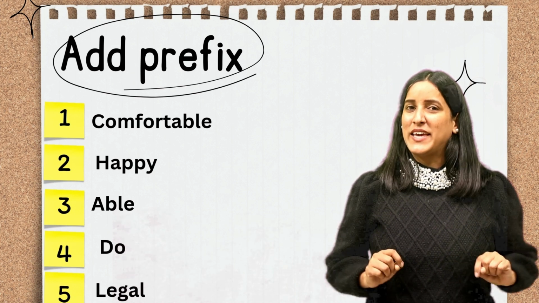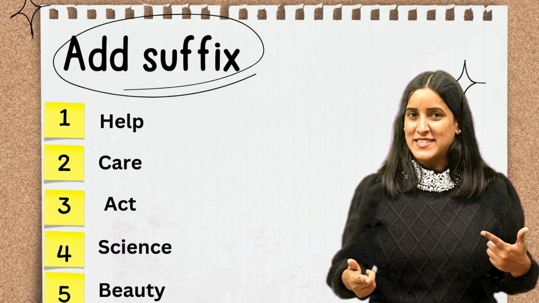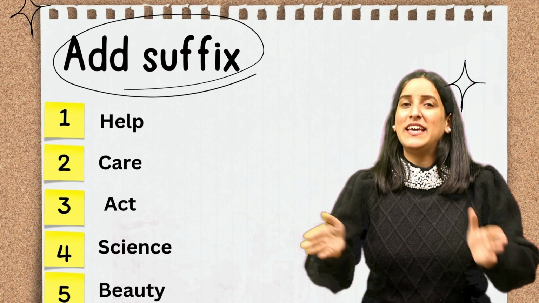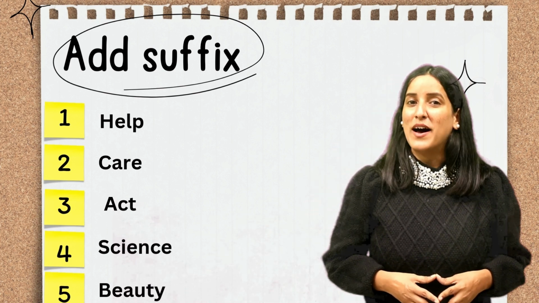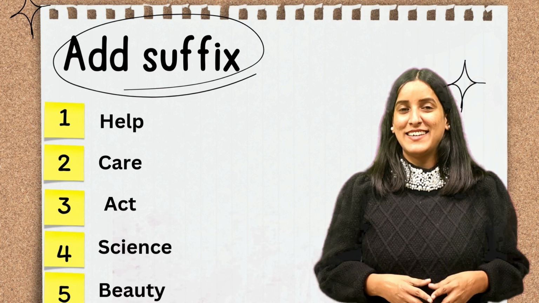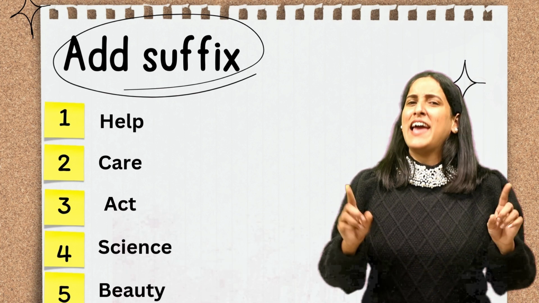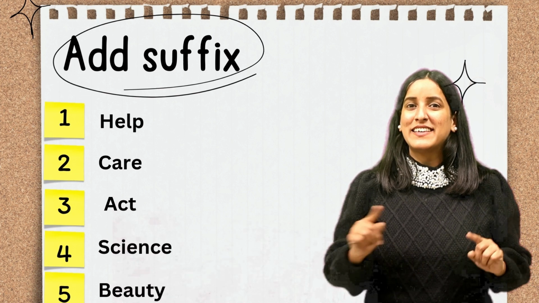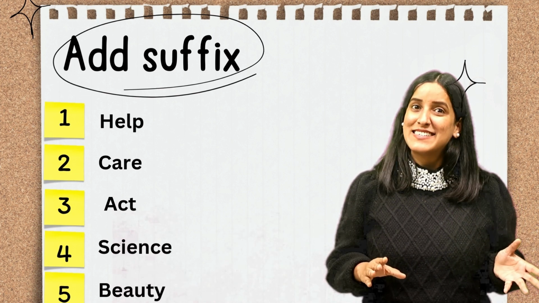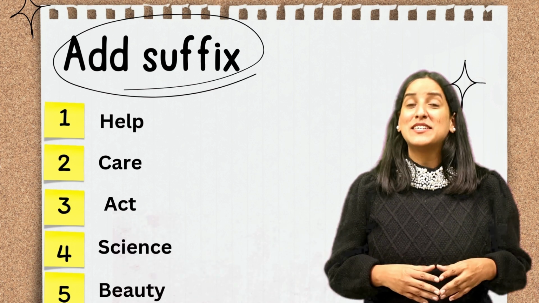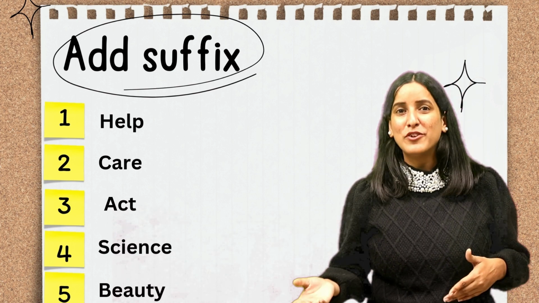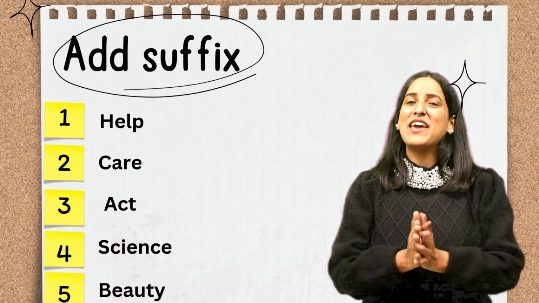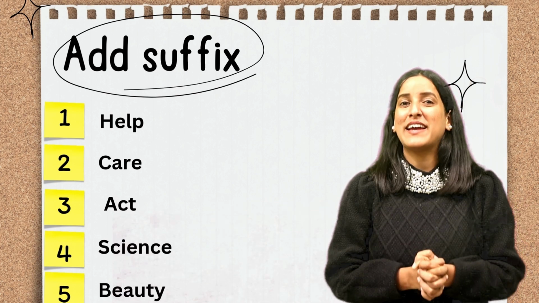Okay, the next one, you have to add suffixes now, all right, for each word, suffixes at the end. Okay, the first word is this one. What do you think of it? Okay, great. Helpful or maybe helpless, either of them. The next one, careful or careless, act, actor, right? Beauty, beautiful, achieve, achiever. Excellent. I hope you were able to answer all of these correctly.